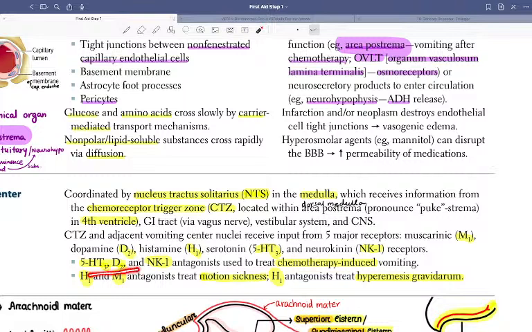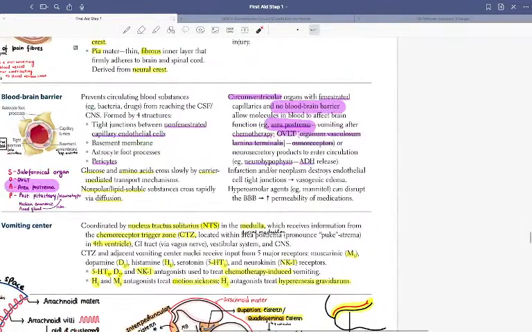So 5-HT3, D2 and NK1 antagonists are used to treat chemotherapy induced vomiting, and H1 and M1 are used for treating motion sickness, and H1 also for hyperemesis gravidarum. So among D2 receptor blockers, we have ondansetron and so on. For M1 we had hyoscine, that is scopolamine and so on, and for the H1 receptor there was promethazine. Okay, so we got all that.